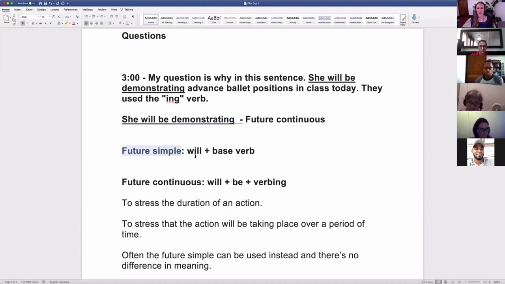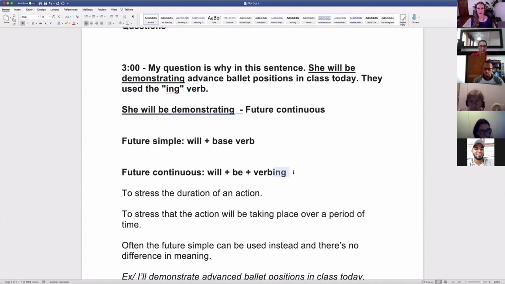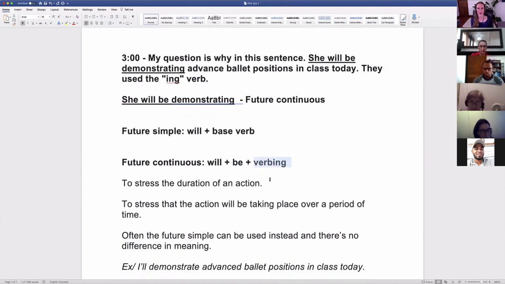So the future simple is just will and a base verb. The future continuous is will, be, and then you put your verb in ing. It's always be because will is a modal, and after a modal we use the base verb. So it's always be. That does not change. And then just add ing to your verb.